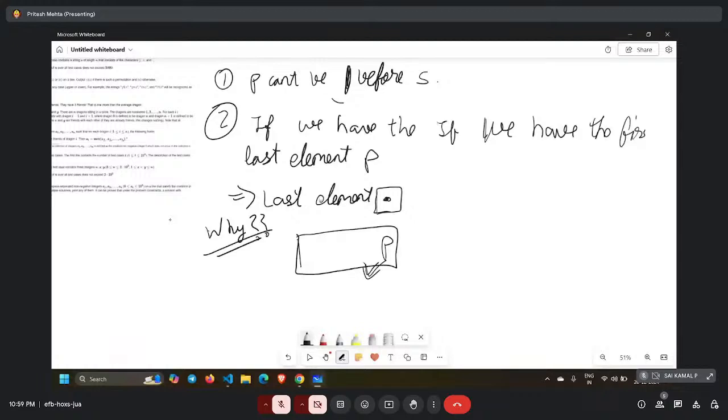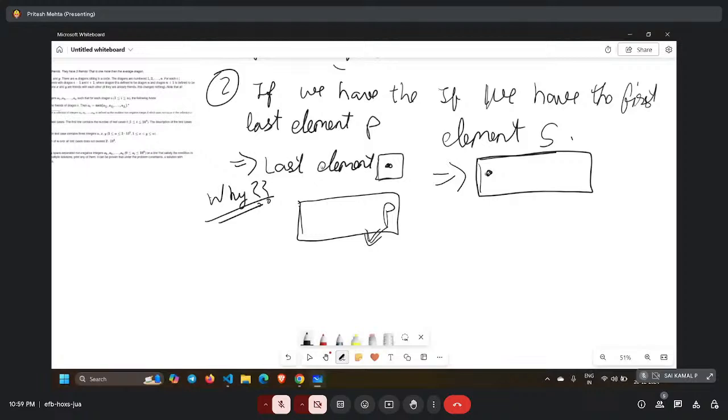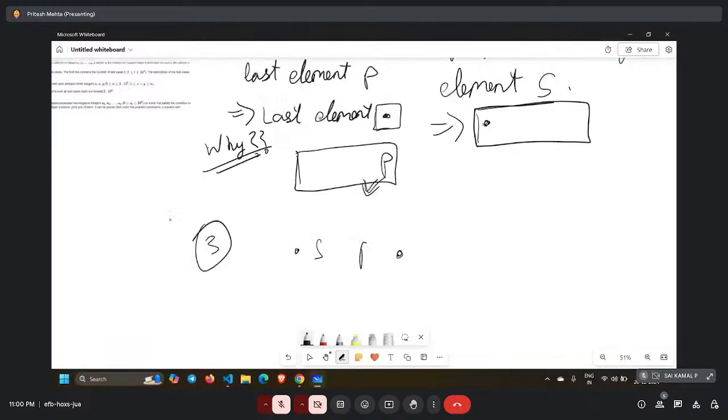Now suppose we have some dots, and since we can't have P before S, we take S before P. So this tells us that this whole part is a permutation, and this whole part is also a permutation. Now suppose, without loss of generality, we have these arrays as 1 2 3 4.